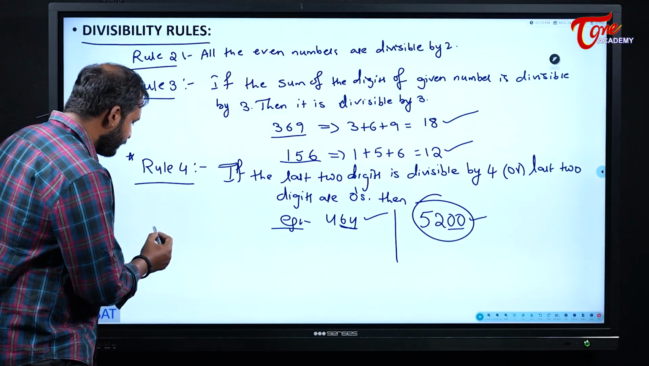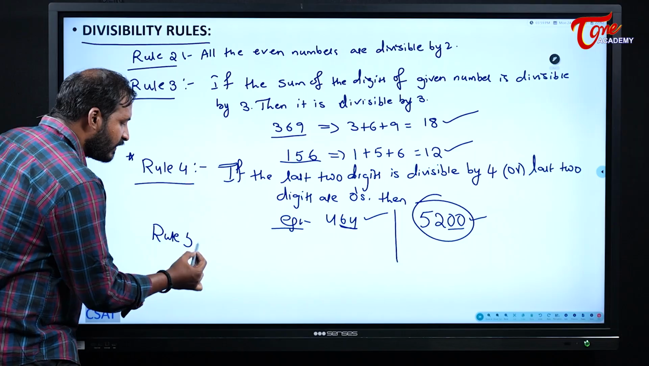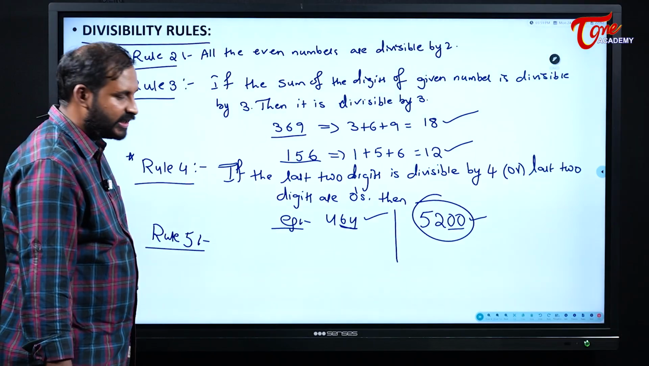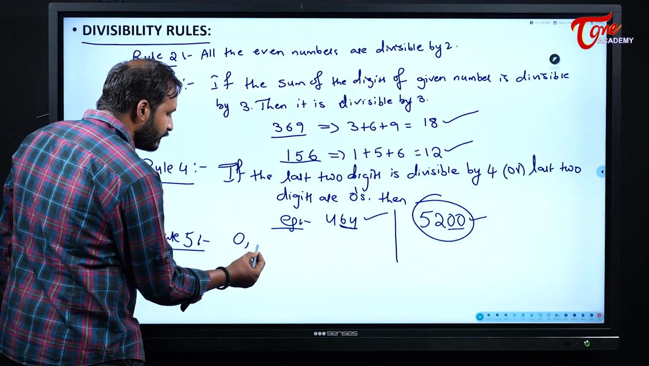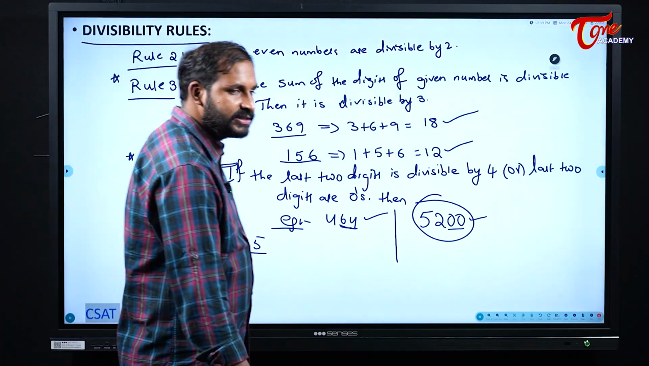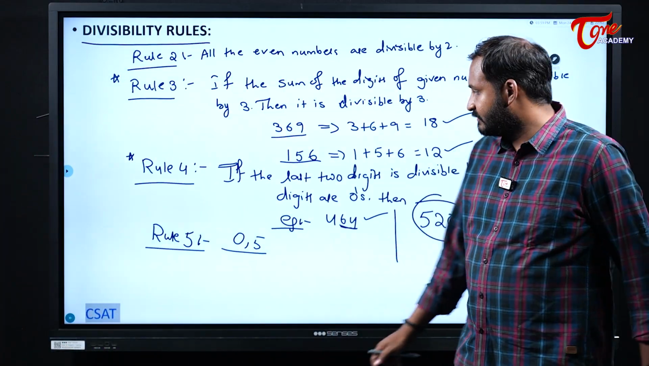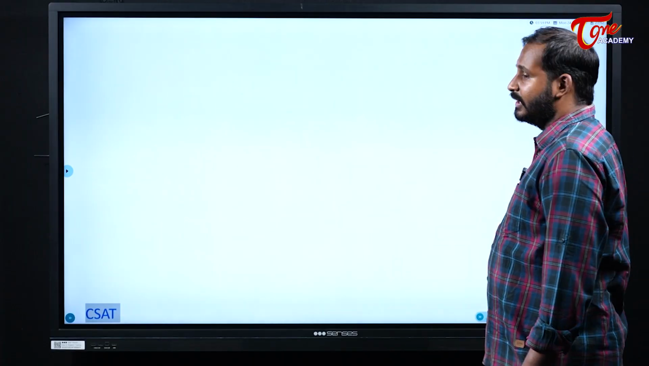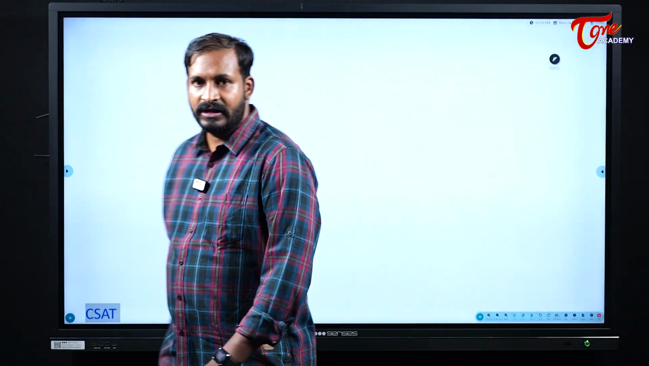Next, rule for 5. Rule for 5 is very simple. Units digit or the last digit is 0 or 5, then that number is divisible by 5. Okay. Next, we will see the rule for 6.